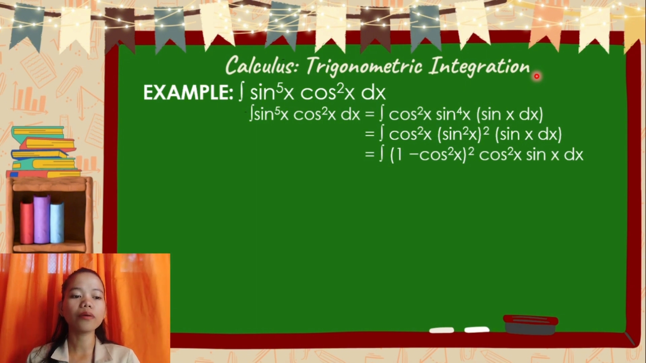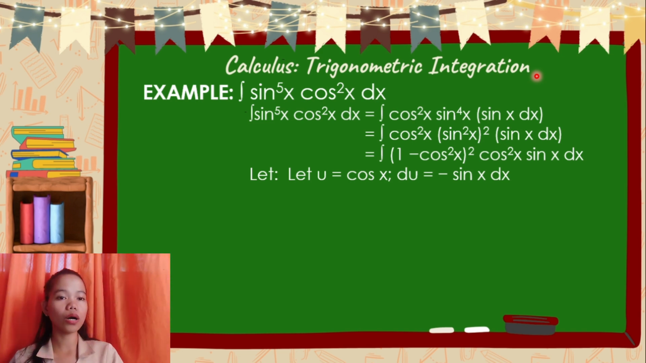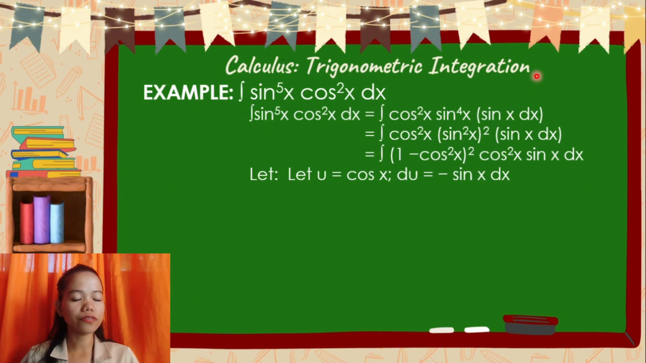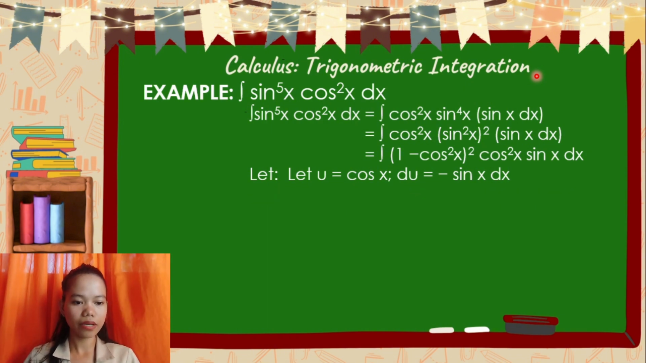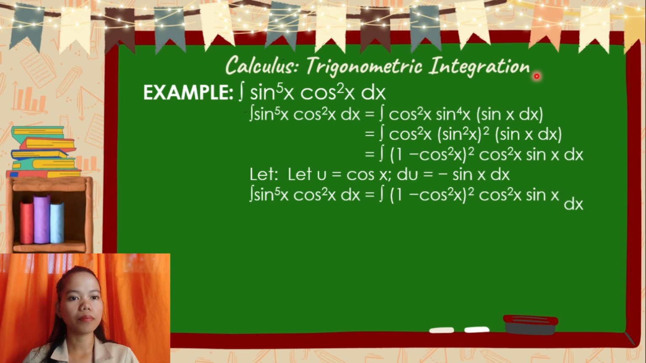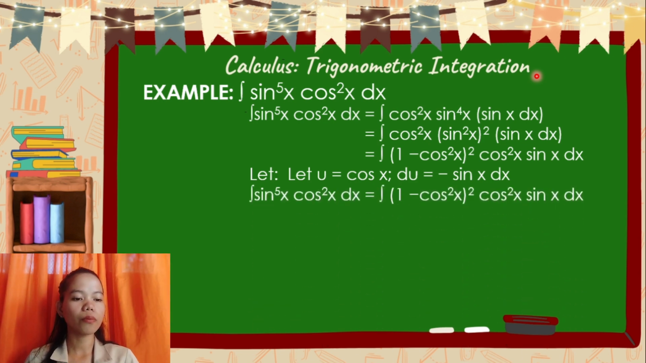Right after that, we can now apply the u substitution. The u substitution is that we're going to let u be equal to cosine of x, and the derivative of the cosine of x is equal to negative sine x dx. What we have now is, all of the cos x that we can see here can be written in the form of u. So we can apply the integration easily, rather.